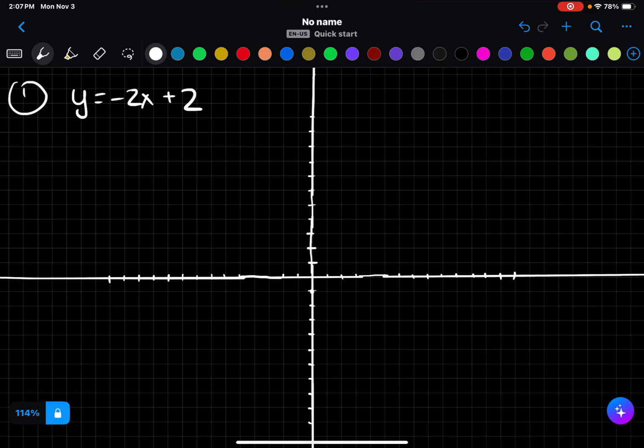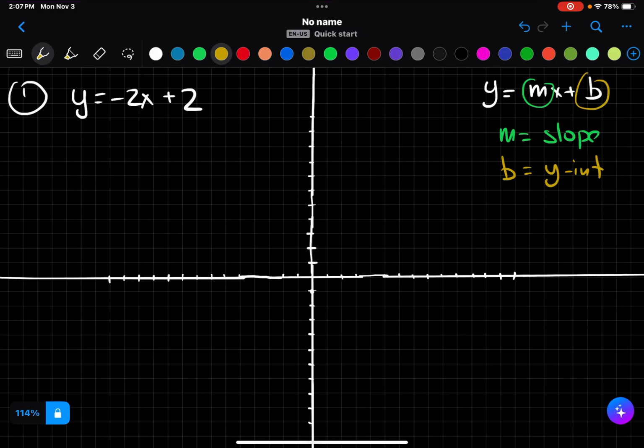The way you do that is you use the slope-intercept form, where y equals mx plus b, where m is the slope and b is the y-intercept. We can start with the slope. The slope in this case is negative 2, and we always want that as a fraction. So it's negative 2 over 1, which means we go down 2 to the right 1. And the y-intercept is a positive 2.